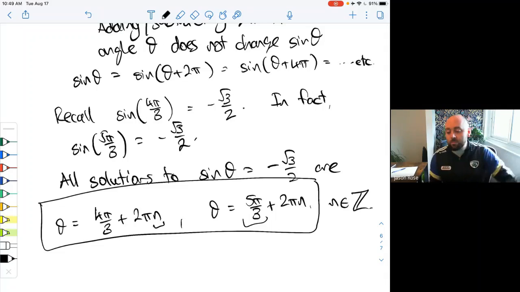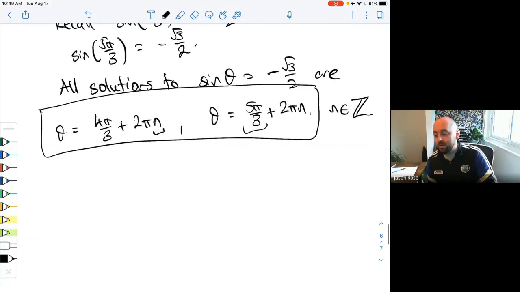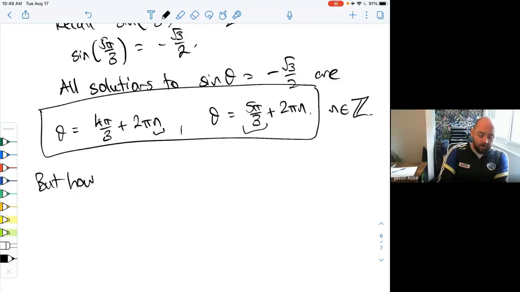So now I'm going to move on to how to actually solve it. So here, I've given you the idea now. There's lots of different solutions. There's going to be 2 that work in the unit circle, at most 2. And then you're going to say plus 2 pi n for each of those solutions that you get. But how do you actually find those solutions? How do we find 4 pi over 3 and 5 pi over 3?